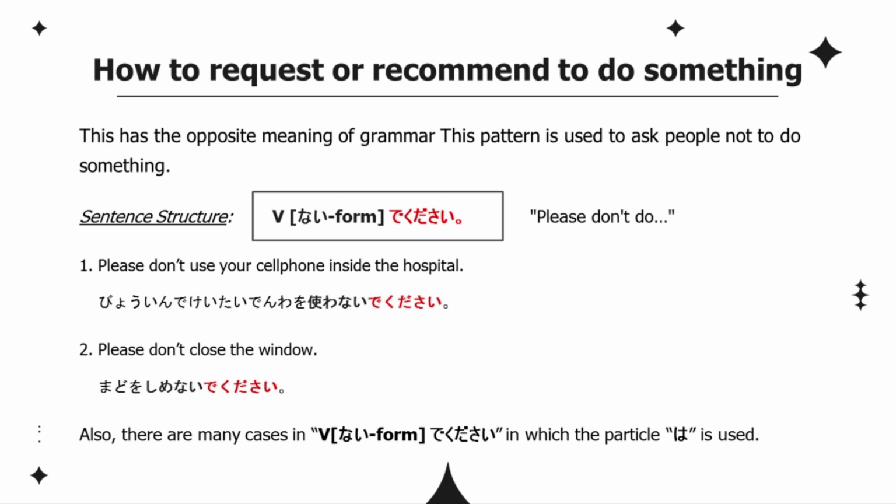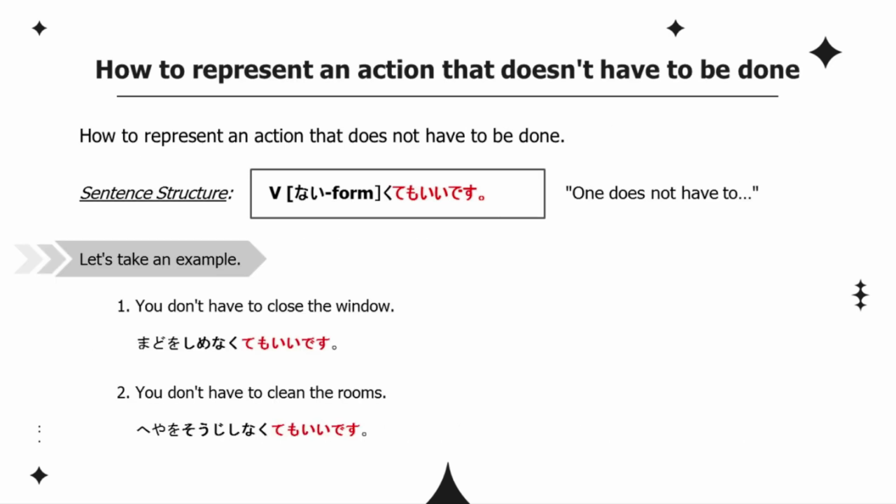Also, there are many cases in V, nai form, de kudasai in which the particle wa is used. 3. How to order someone not to do something politely. It is basically the type of grammar in which we have to forbid someone from doing something that they are not supposed to do in the first place. Look at the formation. Formation, V, nai form, kutemo ii desu, meaning one does not have to.